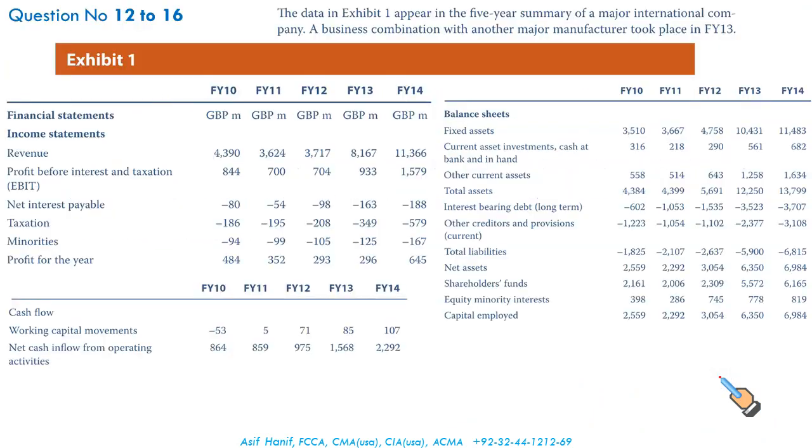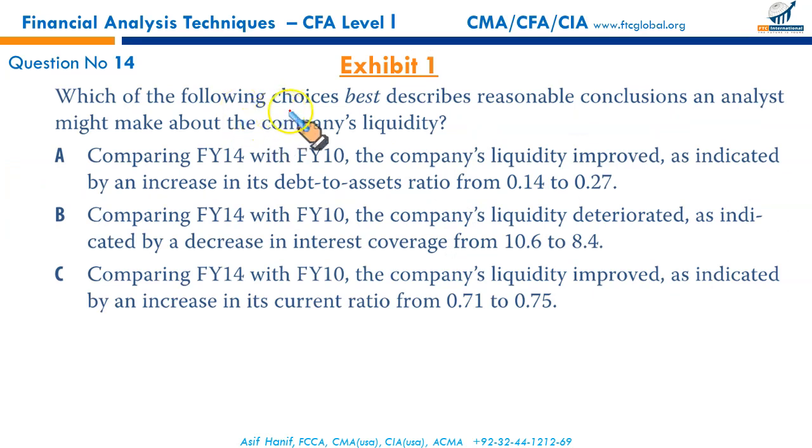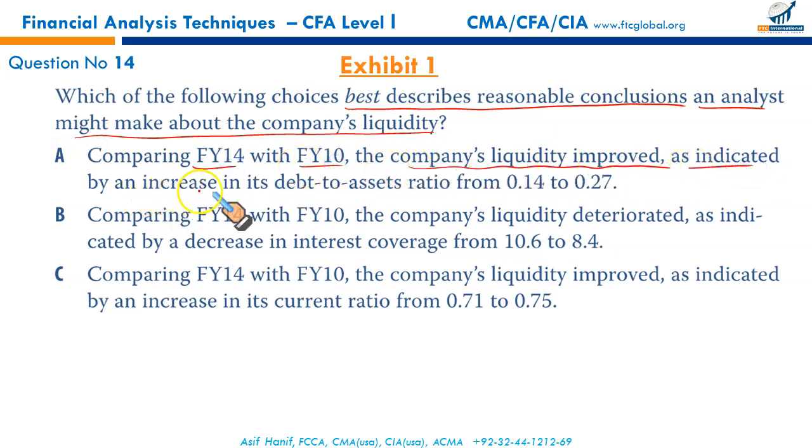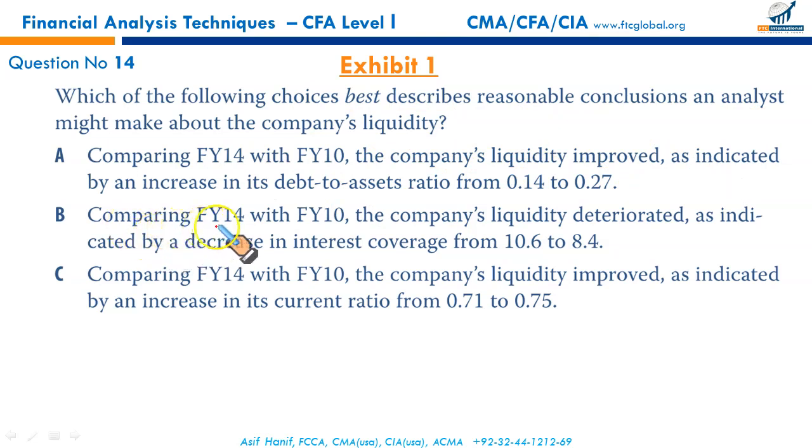Next, question number 14. Which of the following choices best describes a reasonable conclusion an analyst might make about the company's liquidity? Comparing FY14 and FY10, the company's liquidity improved as indicated by debt to asset ratio. Debt to asset ratio is not a measure of liquidity. Wrong. Straightforward, incorrect option. Comparing FY14 and FY10, the company's liquidity deteriorated as indicated by a decrease in interest coverage. Interest coverage is not a measure of liquidity. Now, if you want to just guess, go for it. C is the right answer.